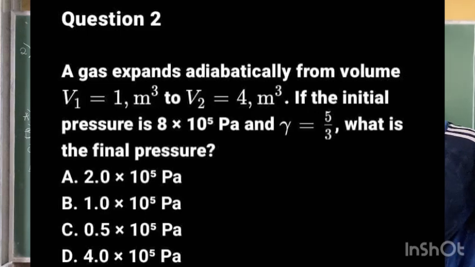A, 2.0 times 10 raised to power 5 Pascal. B, 1.0 times 10 raised to power 5 Pascal. C, 0.5 times 10 raised to power 5 Pascal. And D, 4.0 times 10 raised to power 5 Pascal.